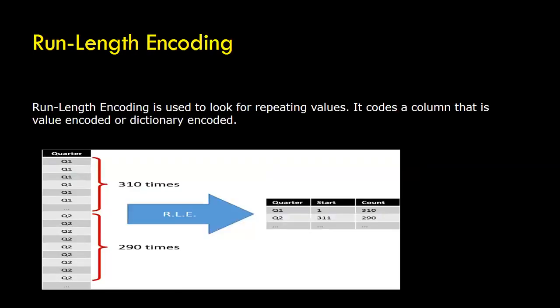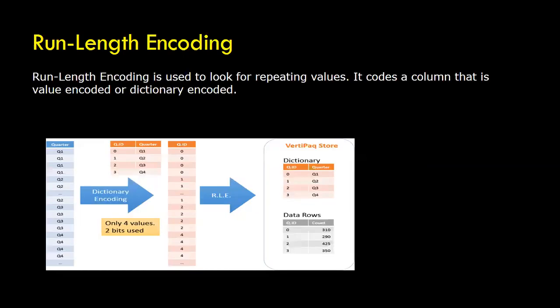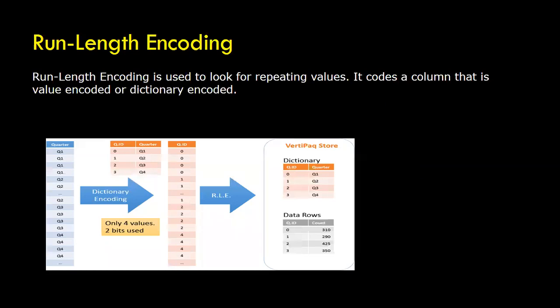The next one is run length encoding. It is used to look for repeating values. It encodes a column that is value encoded or dictionary encoded. It uses a kind of hybrid of both dictionary encoding as well as run length encoding.